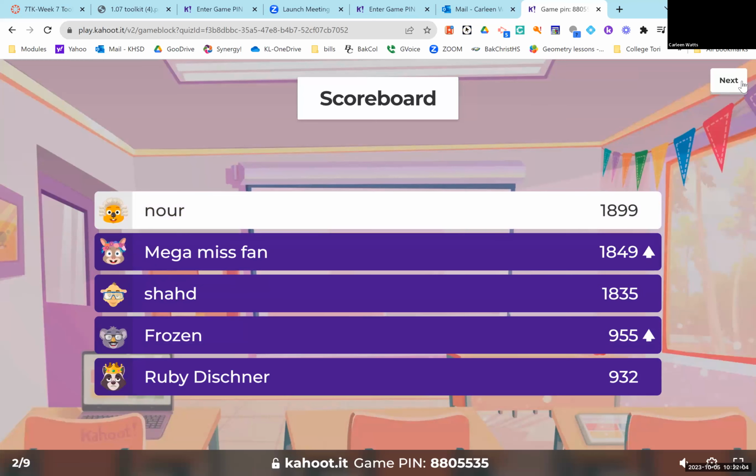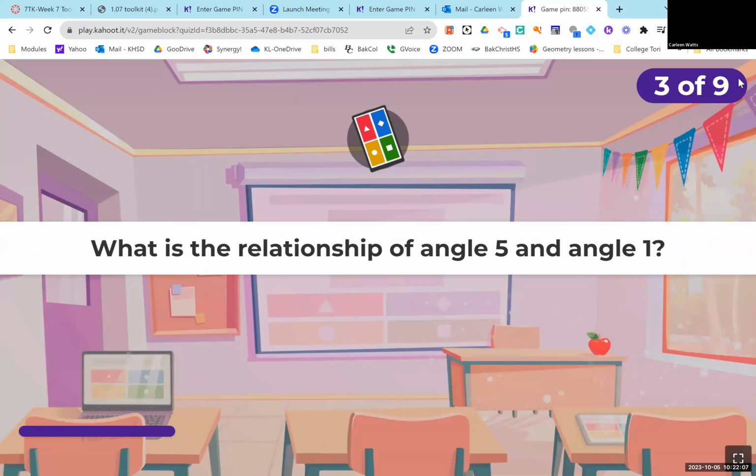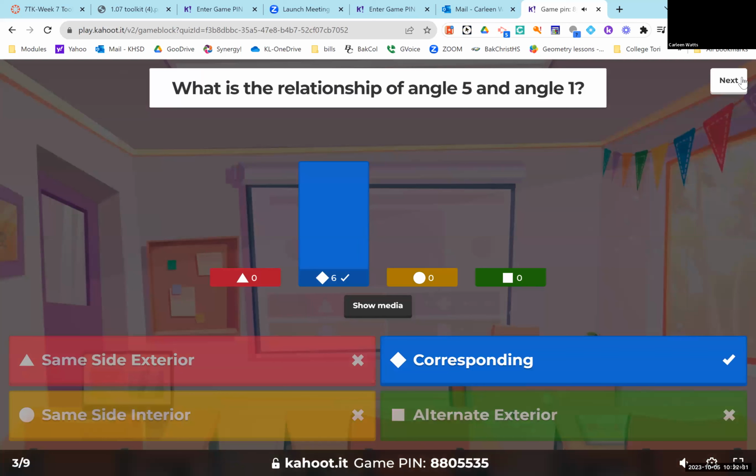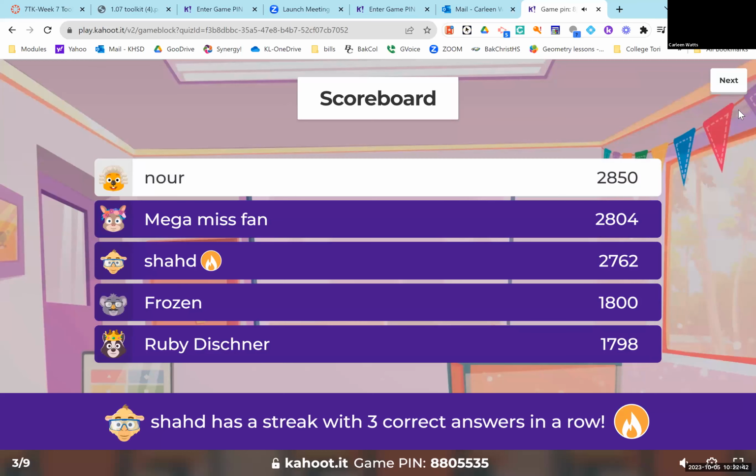Okay. 5 and 1. You guys, this is so good for your brain. 5 and 1. I think one of you's in there twice. I got 5 answers. Anyway, 5 answers. Wait, I'm confused. Okay. Corresponding. Yay. All of you are correct. Awesome job.